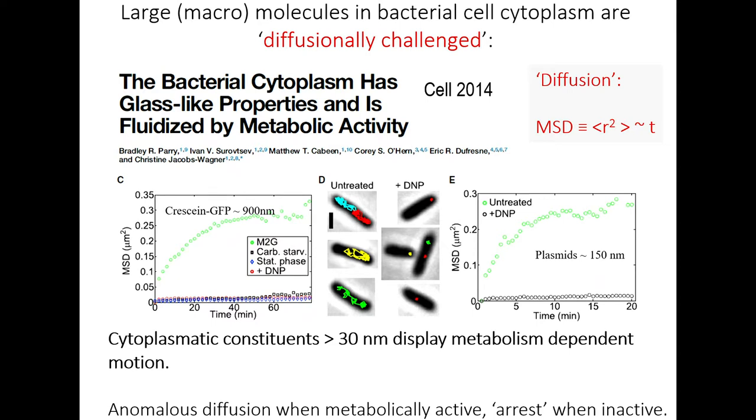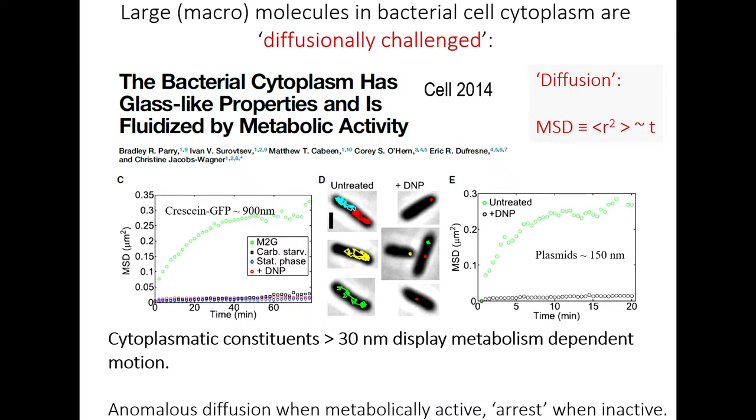Because there's hardly any... you see this is the mean square displacement, this is time. It's not linear, right? So even over more than an hour, it's subdiffusional. Here you see the same thing. They in fact show that if you switch off the metabolism completely, which you can do with some chemicals that stop all the ATP hydrolysis, you can temporarily put the bacterium asleep, so to speak, then everything stops. So at least for these large macromolecules, it's a typical glass. There's no movement at all at that point, right?